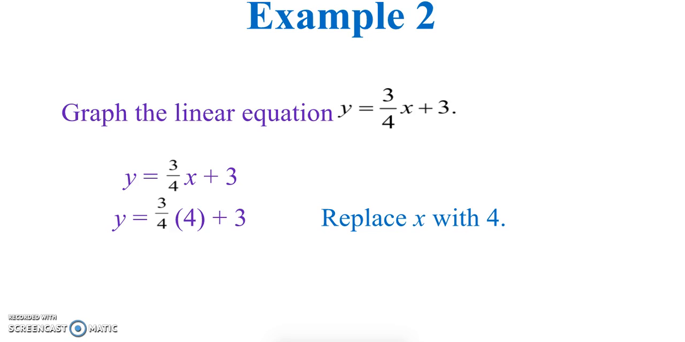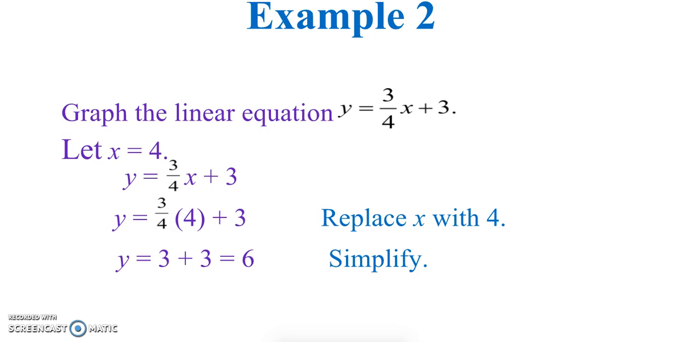So in this case, we have 3/4. We know that 4 can go into 4 and cancel out. So we're going to replace X with 4, and then we simplify. We have 3 plus 3, and we know Y is 6. So our very first point on our graph is going to be (4, 6) in quadrant 1, because we're going to let X be 4, because that's what I chose.